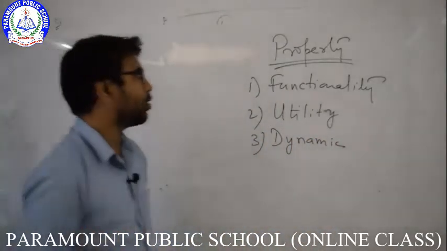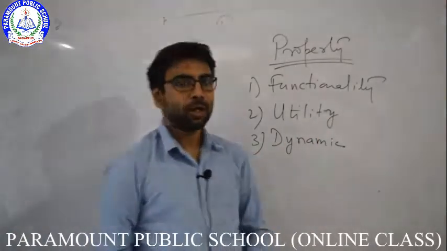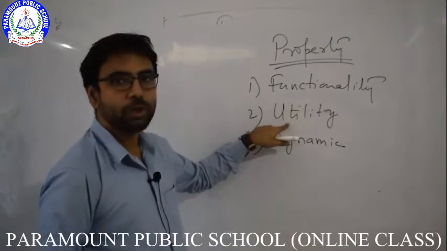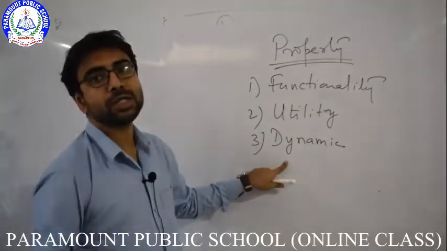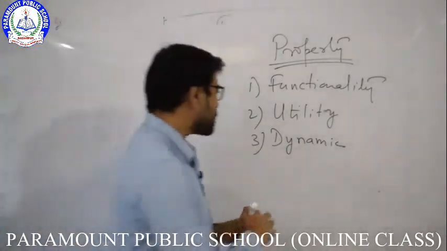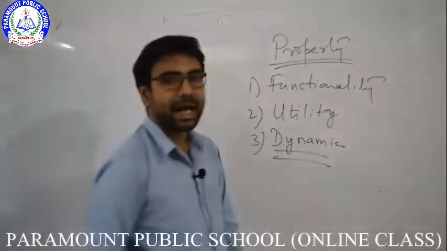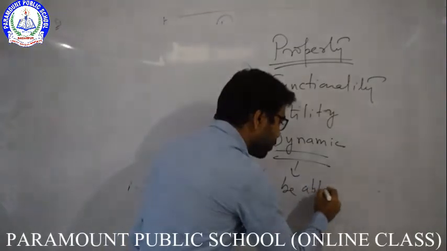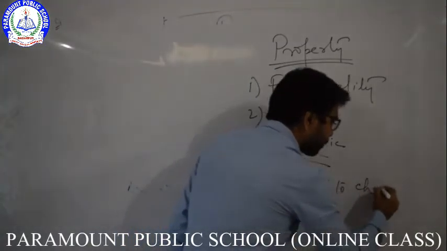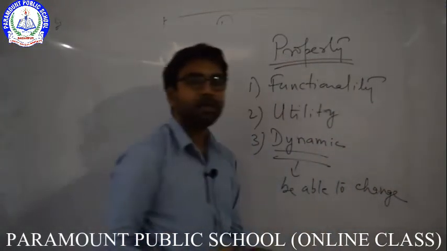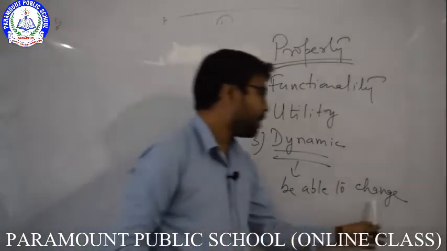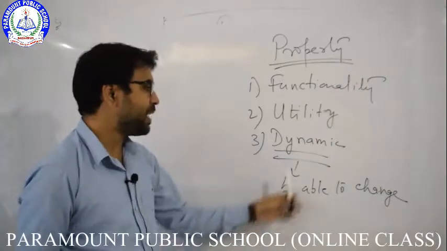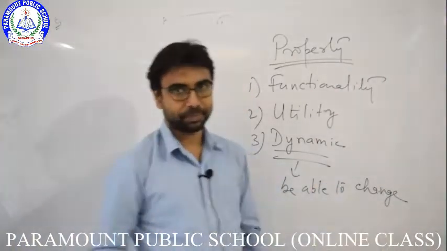So please write it down. What are the properties of a resource? The properties of a resource: number 1 functionality, number 2 utility, number 3 resources are dynamic. What does the word dynamic mean? Dynamic means be able to change. Clear or not? Dynamic means be able to change.